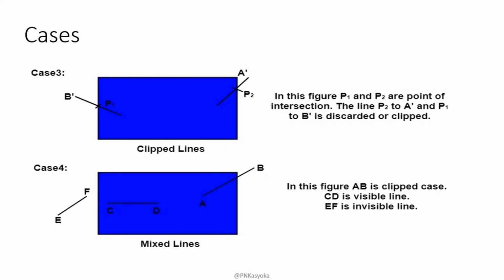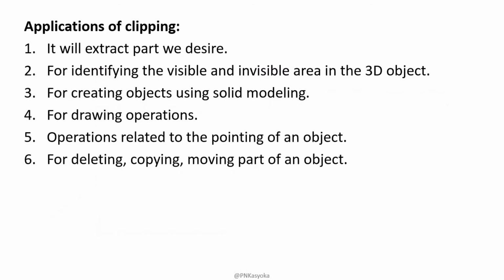Case number 3 has lines that do require clipping, and these are the lines that partially lie within the window. If you look at the two lines that we have here, they need to be clipped. You can see we need clipping at P1 and at P2. Case number 4 shows us mixed lines, basically the lines we have just talked about. CD is within the window. Line AB is partially within the window, so it requires clipping. Line EF is outside the window, and we do not need to concern ourselves with that line.